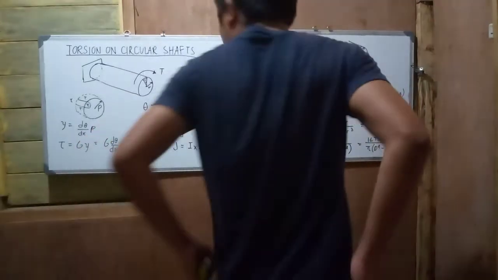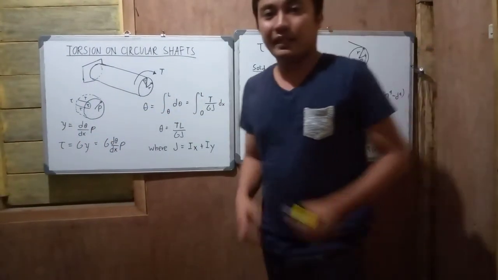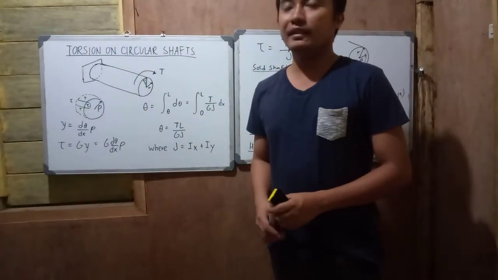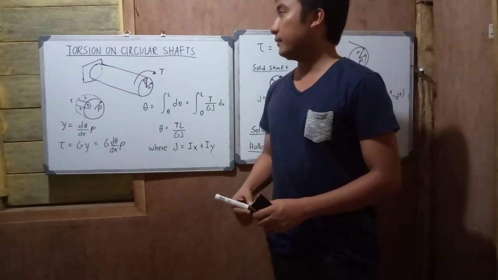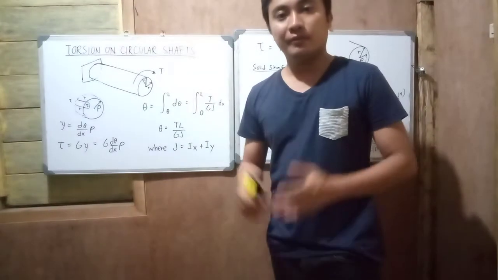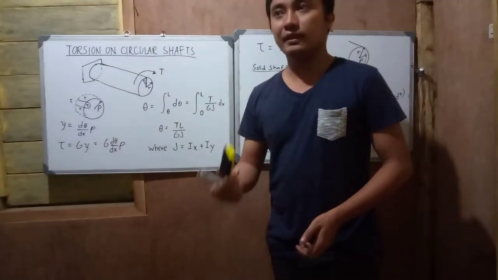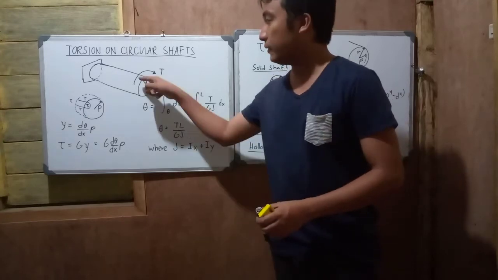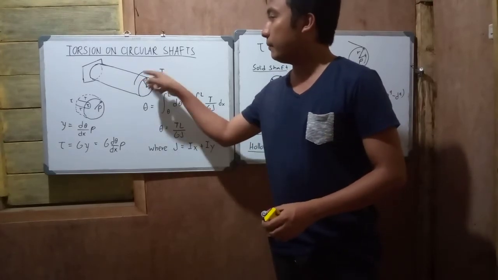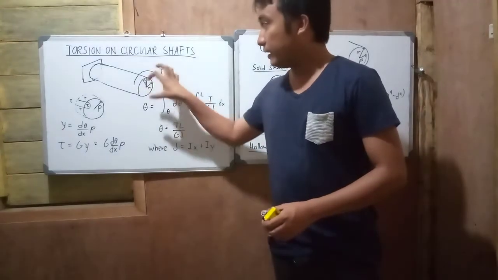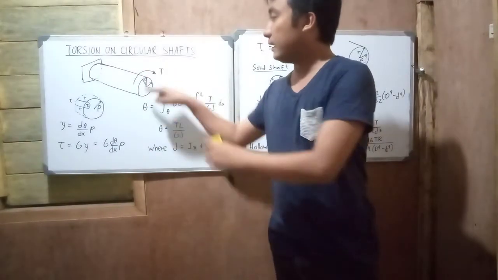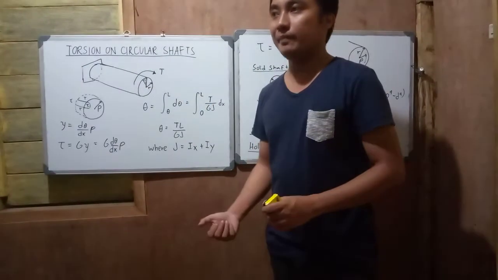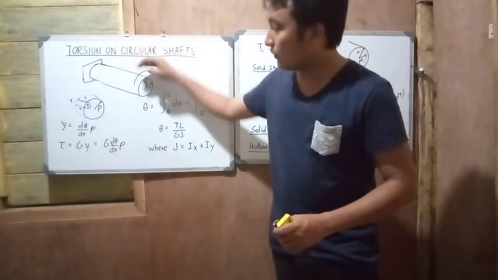So, this is our topic about torsion. First, let's discuss torsion on shaft. We all know now the difference between torsion and bending moment. Torsion is that type of moment that acts relative to the cross-sectional area, in contrast with the bending moment, which has this direction.